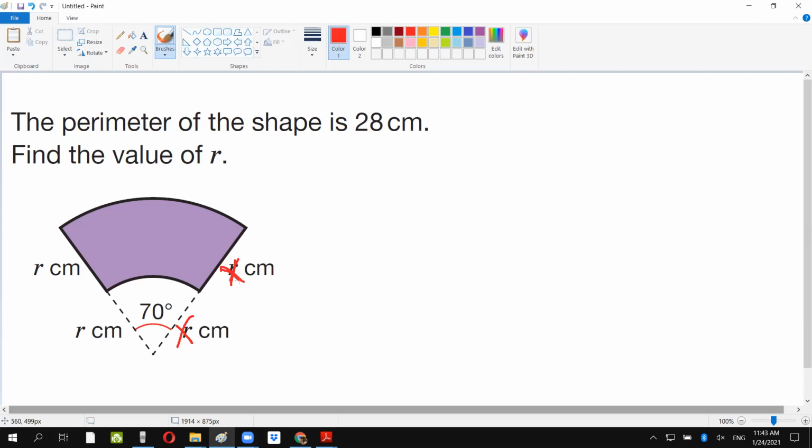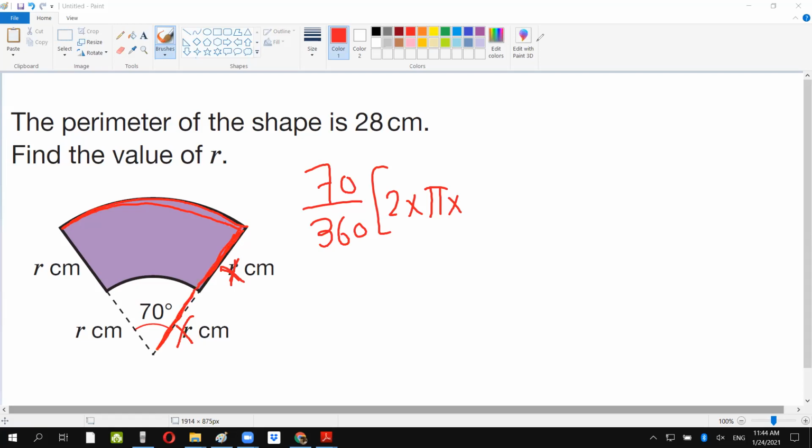I will write the big curve. I'm taking the big curve. Please, no one talk, only listen. The rule is 70 out of 360 times 2 times pi times r. What about r here? Here it's two parts, the first x and the second x. How many in total? 2x. Understand why I put 2x?